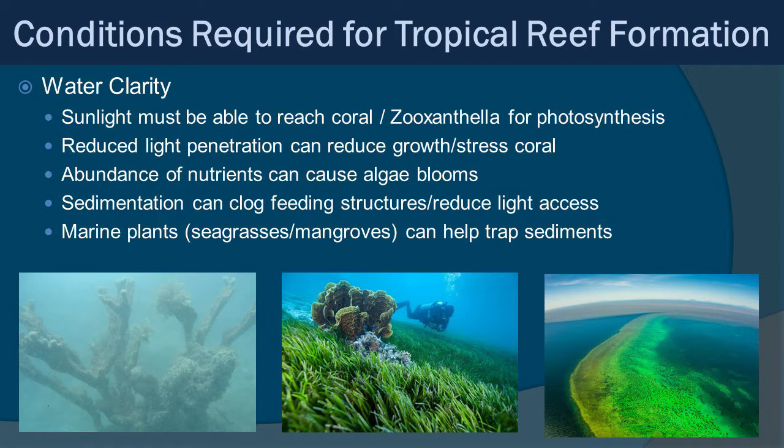Sedimentation can also occur. This is one reason why, naturally speaking, you don't tend to see as many coral reefs, even in the tropical zones, if you have the mouth of a river, for example. Although there are some, it's a little harder for them. So that's part of it. But if you have man-made sedimentation from construction, dredging, things like that, that can also affect corals. Marine plants also help things. They can help trap sediments, especially in coastal regions like the Keys. The seagrass bed helps hold everything down.